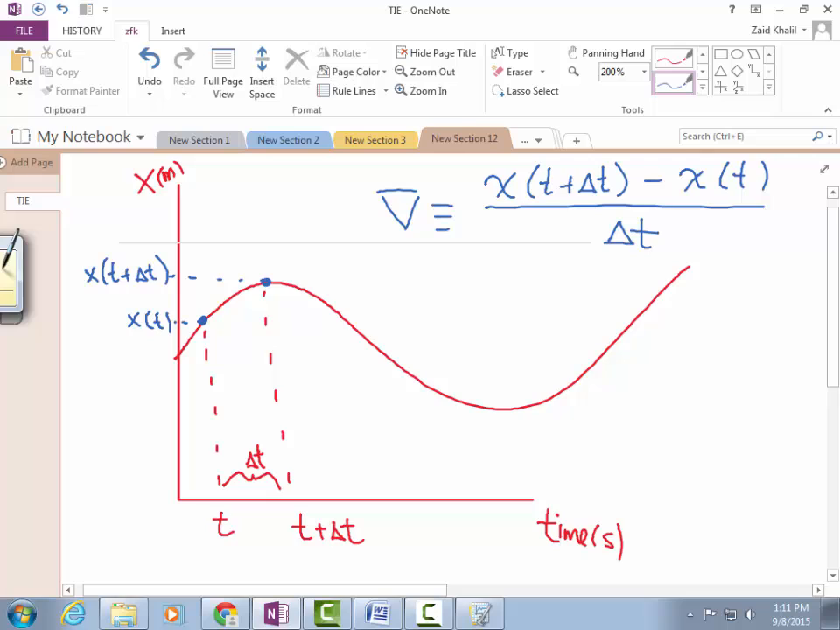But what does this actually specify? This specifies the rise divided by the run of what line? It is the secant line between this point and this point. Well, what does that secant line look like? It looks like this.